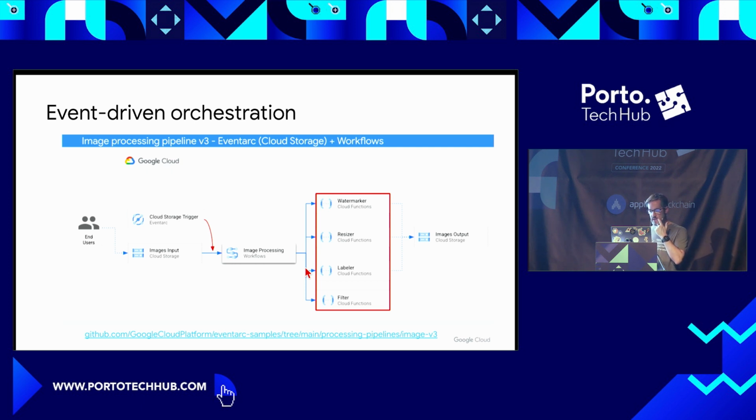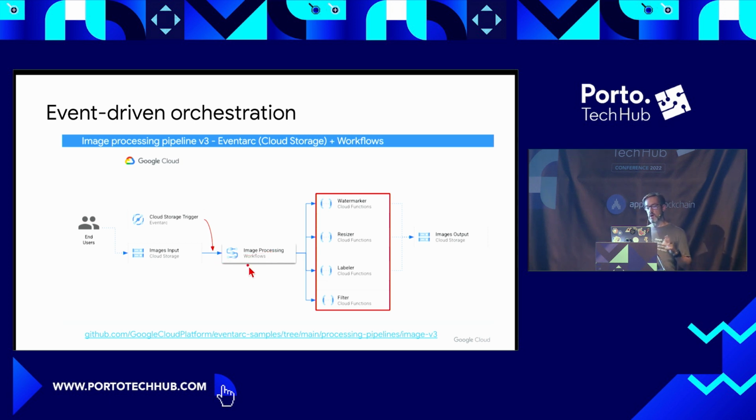So with the event-driven approach, I'll show you a first demo here. In this example, we are going to have an image processing pipeline. We're going to receive images in a cloud storage bucket. So I'm using another product that triggers workflow executions when there are some events happening in the cloud. So here, when there's a new file, I'm going to trigger my workflow execution.